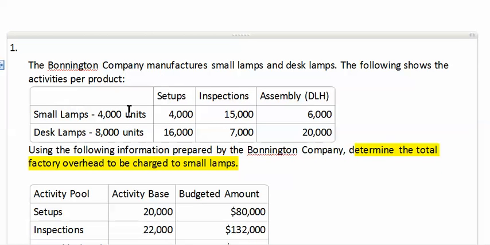For small lamps, we have 4,000 units, setups 4,000, inspections 5,000, direct labor hours 6,000. Desk lamps: 8,000 units, 16,000 setups, 7,000 inspections, and direct labor hours of 20,000. Using the information prepared by Bonington Company, determine the total factory overhead to be charged to small lamps.